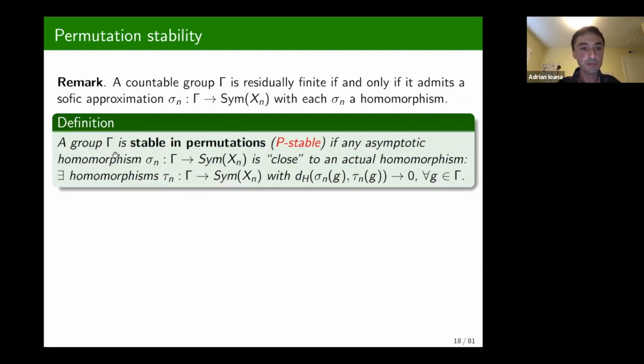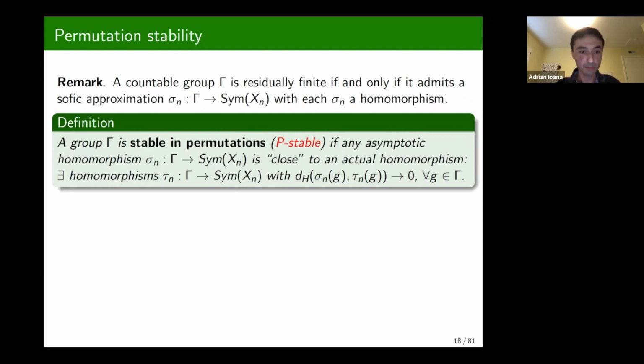So a group gamma is stable in permutations, and from now on I'll refer to it as P-stable, if any asymptotic homomorphism from gamma to symmetric groups of finite sets Xn is close to an actual homomorphism. So this means that there exist homomorphisms from gamma to Sym(Xn) such that the Hamming distance between sigma n of g and tau n of g goes to 0 for every group element as you let n run to infinity. Okay, so in a very precise sense, this says that any asymptotic homomorphism of gamma comes from homomorphisms, is a perturbation of homomorphisms.